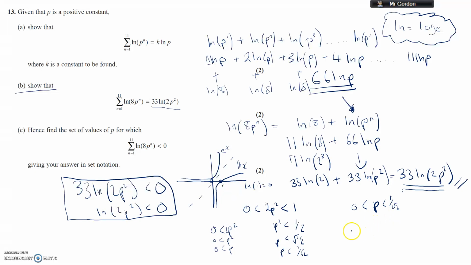And we need it in set notation. So p is our set. The set notation is quite tricky to get right. So we're going to be talking about a set. Give the set a name. The values of p are basically between 0 and 1 over root 2.